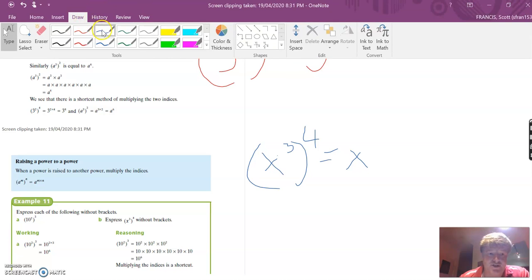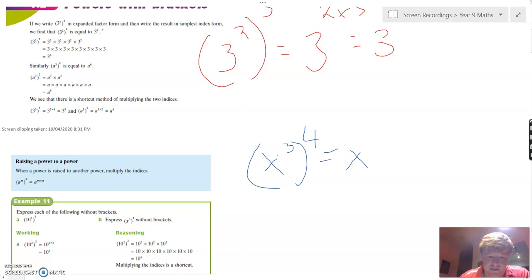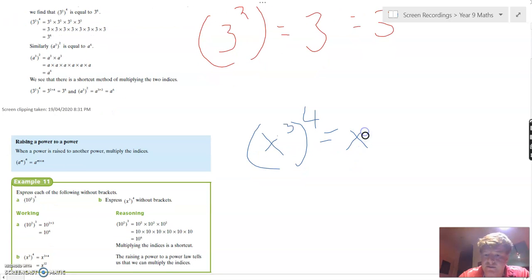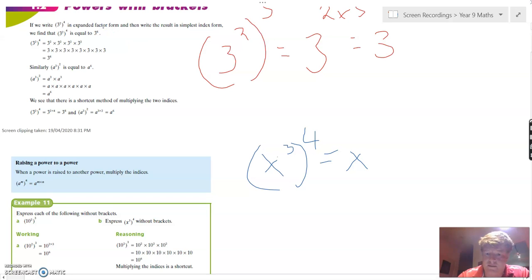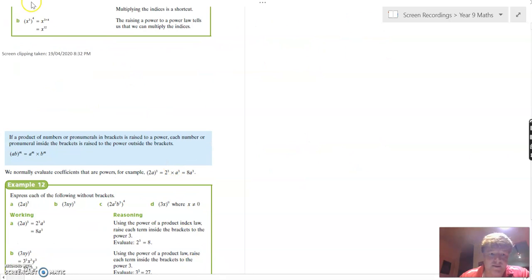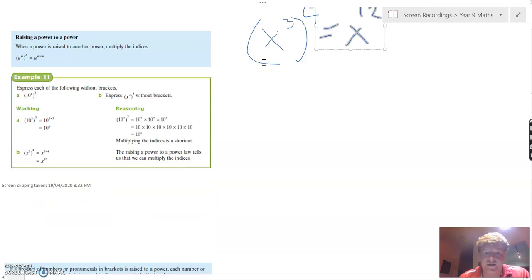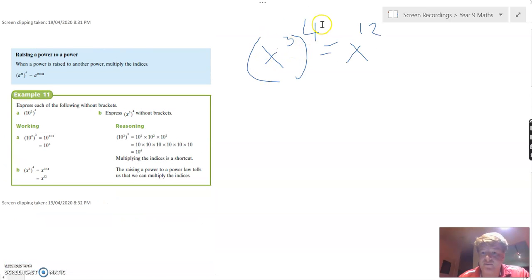So the answer should be, sorry, I've misread the question, have I? The x to the 12. And let's just double check when we go down here that it is in fact x to the 12 is the answer. Right, so we just multiply those two to get rid of the brackets.